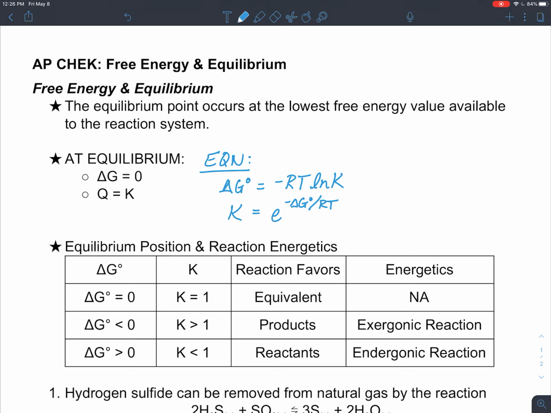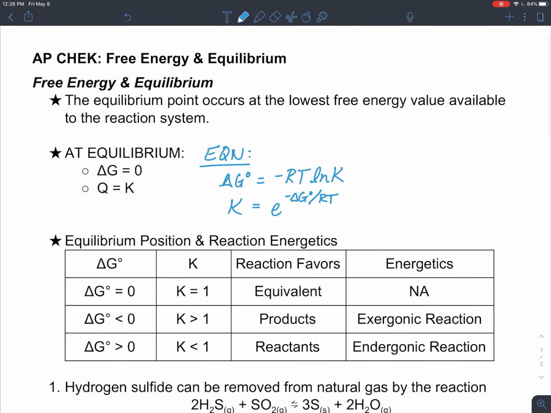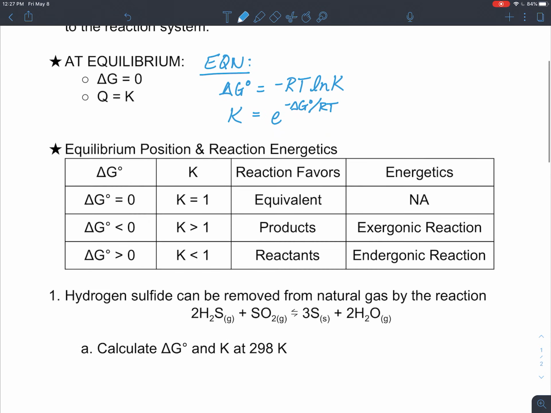I don't remember which one is listed on your formula sheet, so you might want to look at that and see which one you're more comfortable with, because I think only one of those two. I'd have to go back and look.